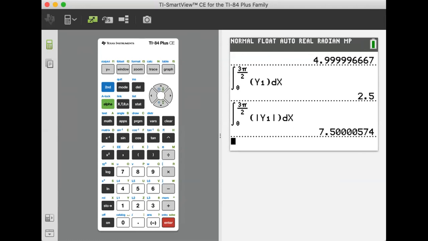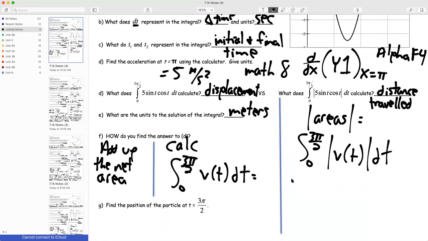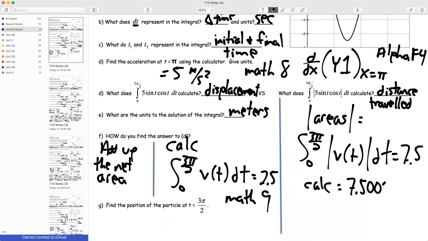Okay. So let me go back to the notes here and make a couple of comments. This is 2.5. Yes, I got that. We're using math 9. This was 7.5. The calculator gave 574. Anybody want to guess how the calculator is calculating the integral?